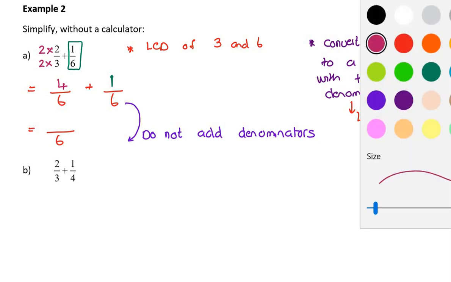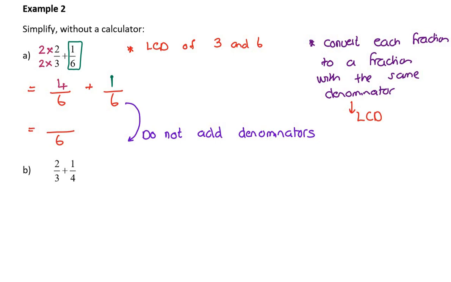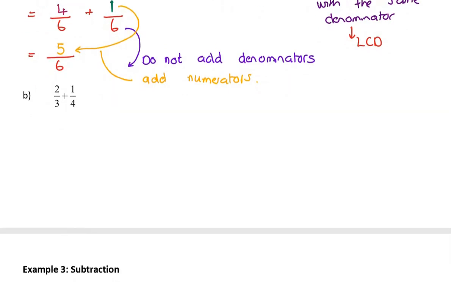And then basically I just add my numerators. So 4 plus 1 is 5. So if I just write myself a note there, we don't add the denominators, we just add the numerators. Now this should be very familiar to you. I would definitely still write down these notes because I think we get confused as we go further along. But this should be something that you're quite familiar with. Okay, let's look at some more examples.